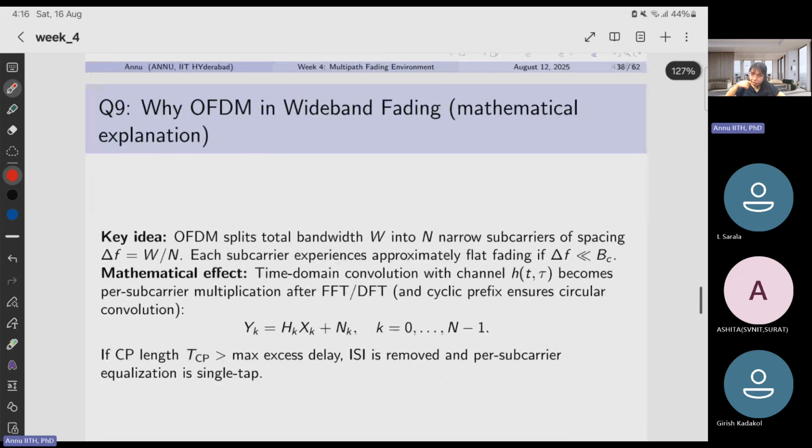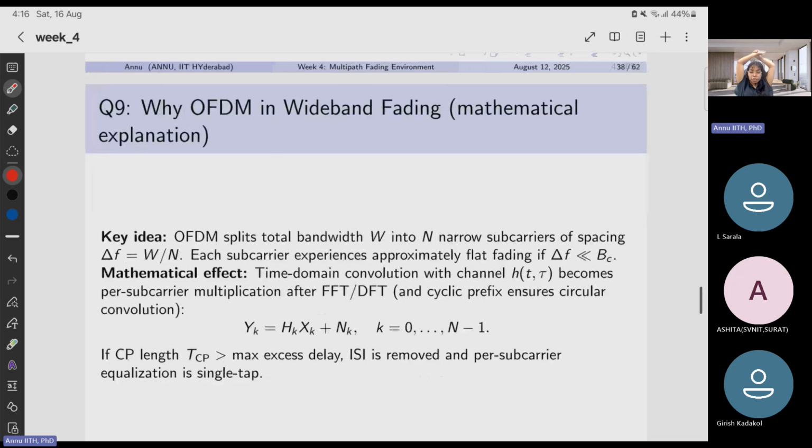So why is OFDM used in wideband fading? There's a mathematical expression for this. The key idea is that OFDM splits the total bandwidth W into N narrow subcarriers of spacing delta F equal to W divided by N. Each subcarrier experiences approximately flat fading if delta F is very, very less than the coherence bandwidth. So delta F is what? The subcarrier spacing. If it is less than the coherence bandwidth, then obviously you will be getting flat fading. You're getting fading, but that too, it's flat.